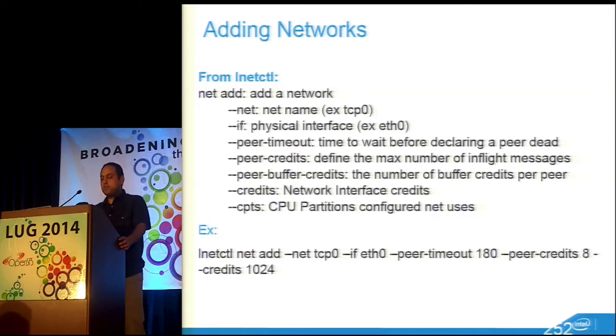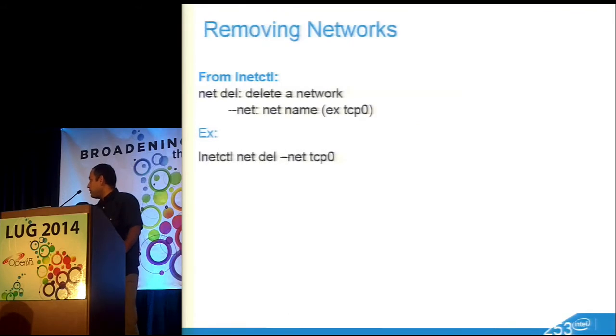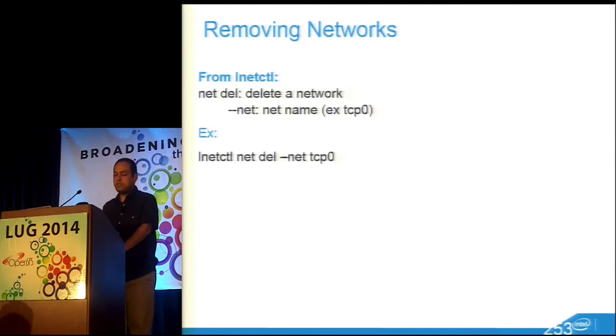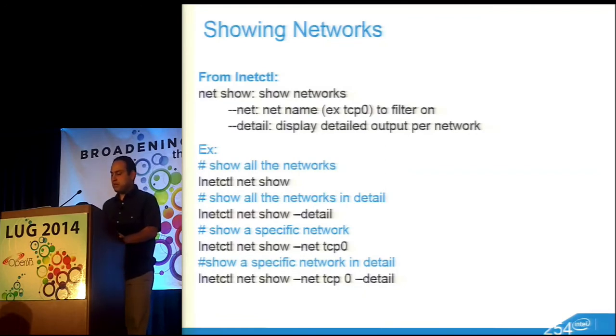You can remove networks by specifying the network that you want to delete, as shown. The other thing is you can show networks. This is kind of new. You can show all the networks that are configured, or you can show one specific network, and there's a detailed keyword which allows you to get a detailed output; if you don't specify it, it gives you a summarized output. Now, all show output comes out in YAML format. We decided to standardize on that in Lustre.